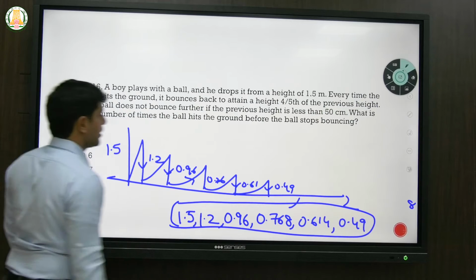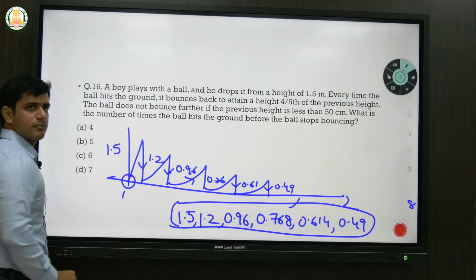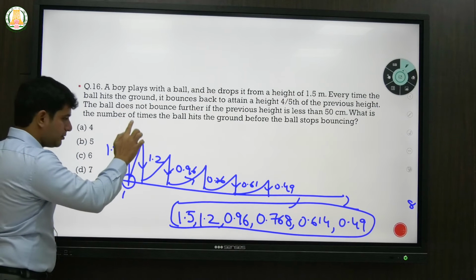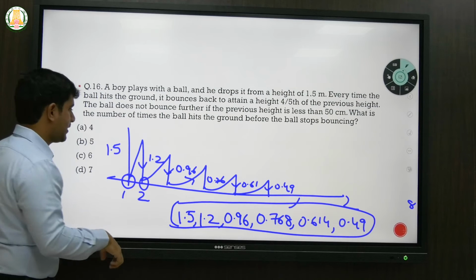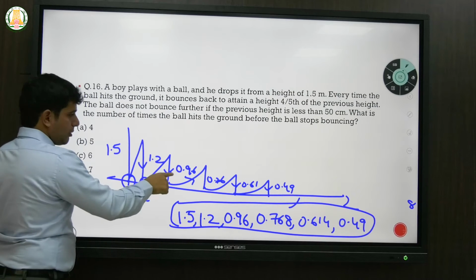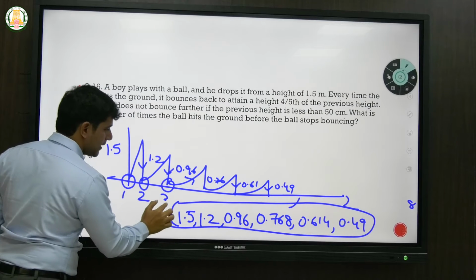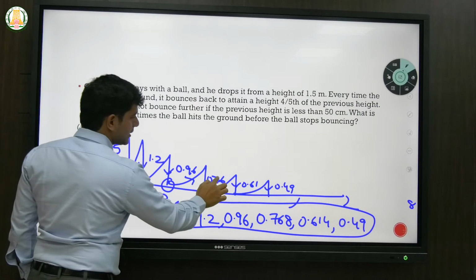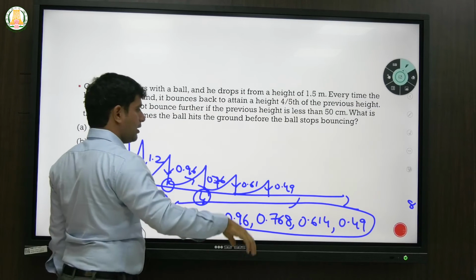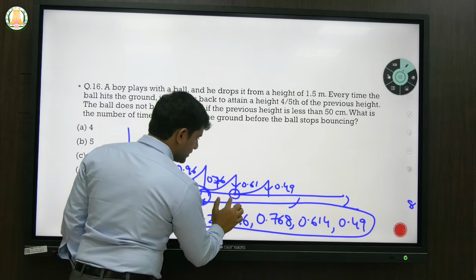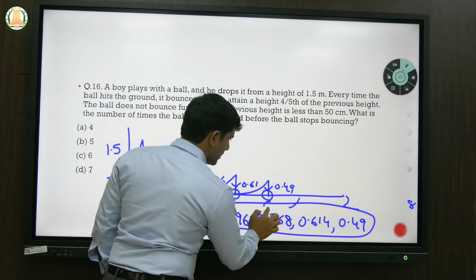That means once you have dropped it, the first time it rises to a height of 1.2, falls, that is, it touches the ground. The second time, it rises to 0.96 height only, comes back, and touches the ground for the third time. It rises 0.76 and touches the ground for the fourth time, goes up 0.61, touches the ground for the fifth time, and again goes up and touches the ground for the sixth time.